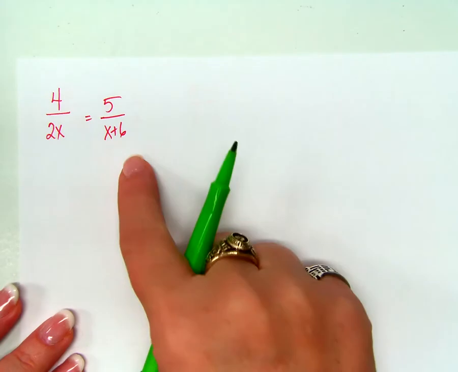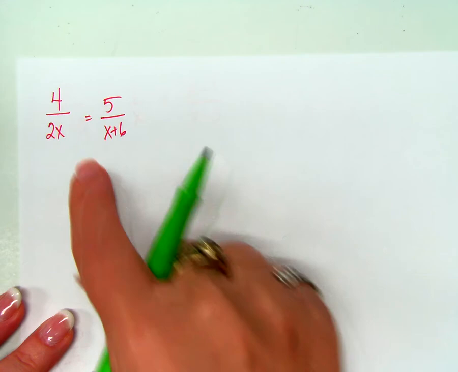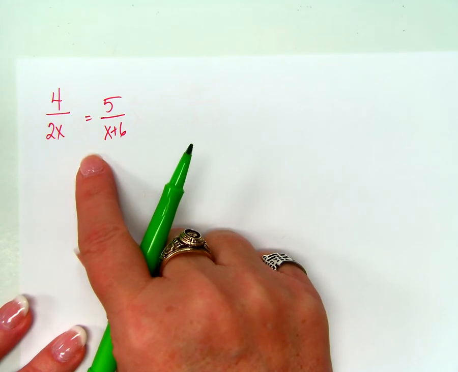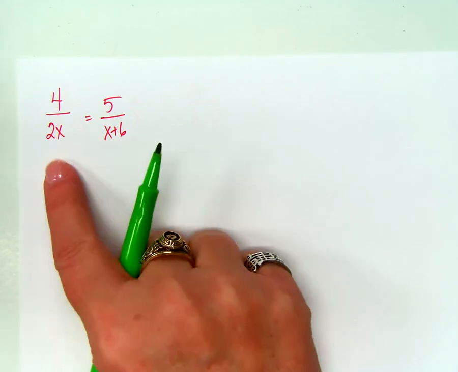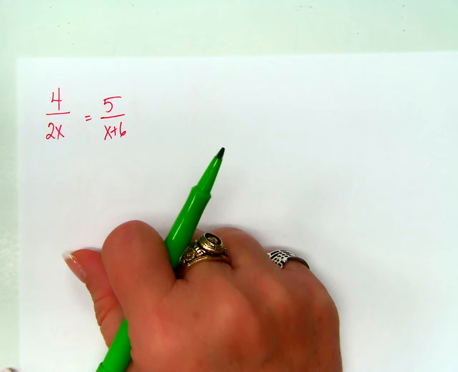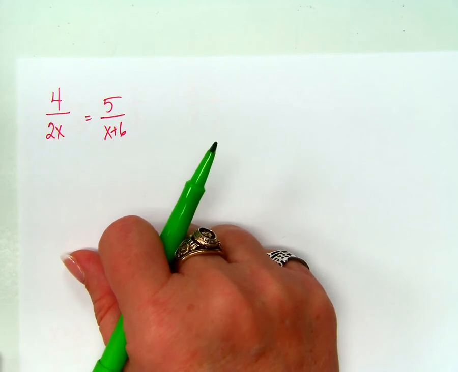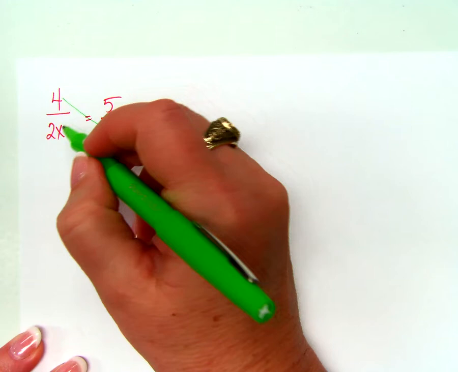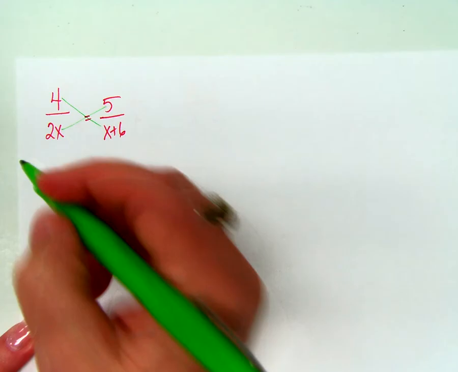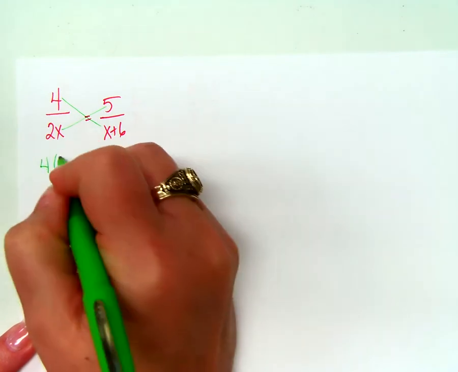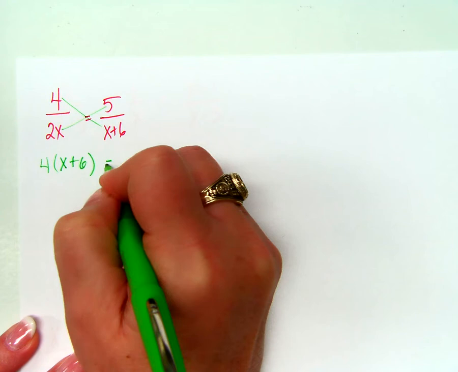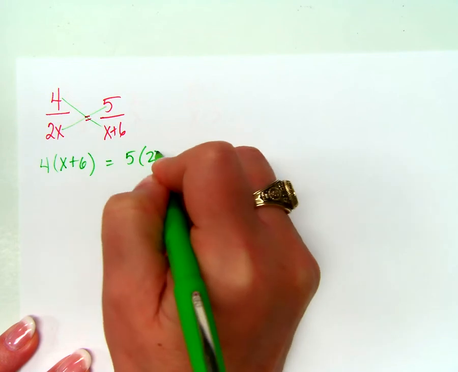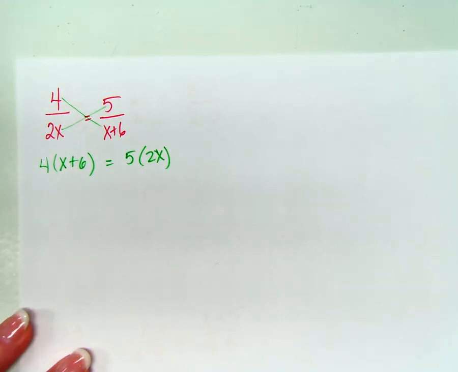Because you can actually do this one the way we're going to do other ones, but there's also a shorter way to do this one. Do you know how to solve an equation with two fractions set equal to each other? Yes. Cross multiply. I cross multiply there and cross multiply there, right? So I would get 4 times x plus 6 equals 5 times 2x. That's what it means to cross multiply. Do you agree with that?